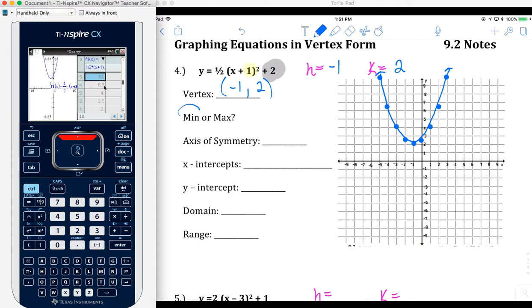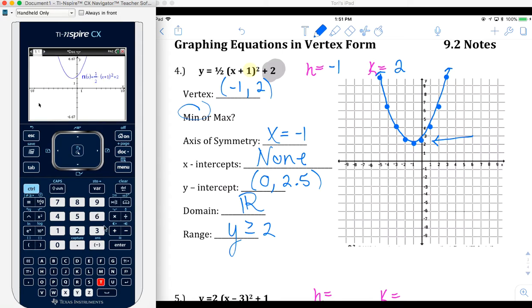It's still a minimum. Axis of symmetry still comes straight out of the vertex. We don't have any x-intercepts this time, so we're going to say none. Y-intercept, we have it. In case you don't remember what it was, it was at 2.5. So 0, 2.5. Domain is always the same. And my range comes out of my vertex. So that's actually a very easy question. There just happen to be more dots in that problem. Okay. All right, I'm going to have you go ahead and put number 5 in your calculator.